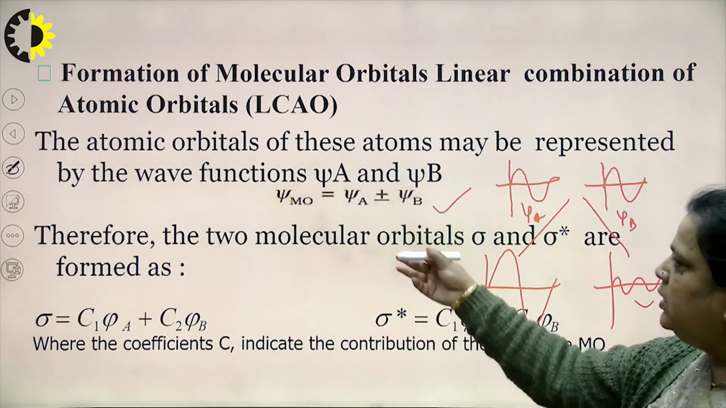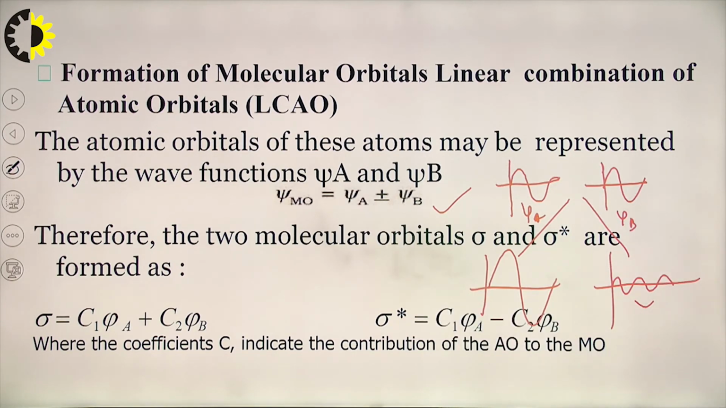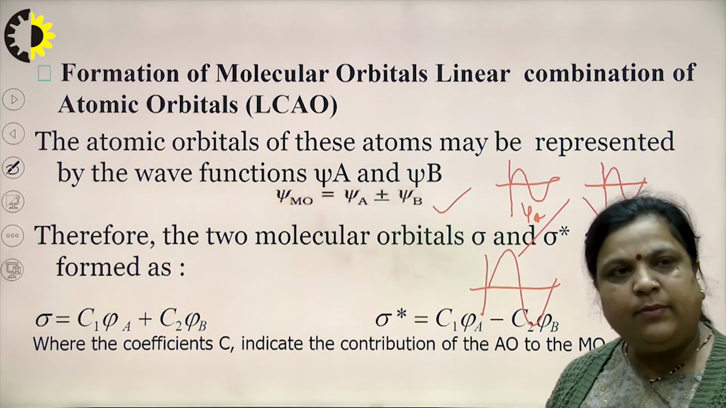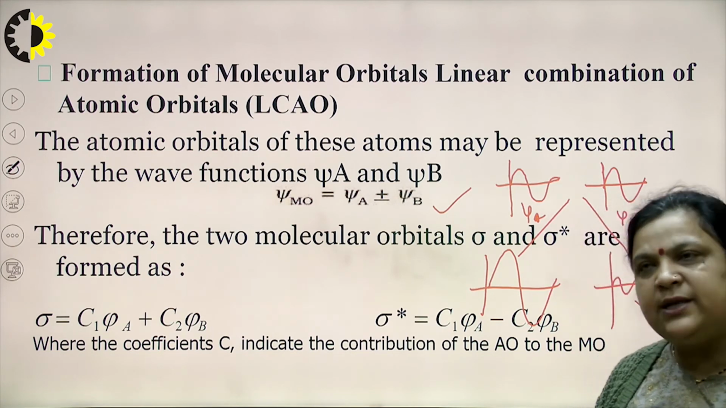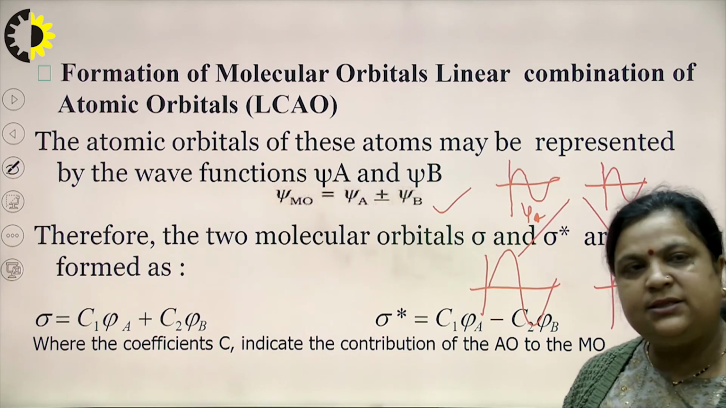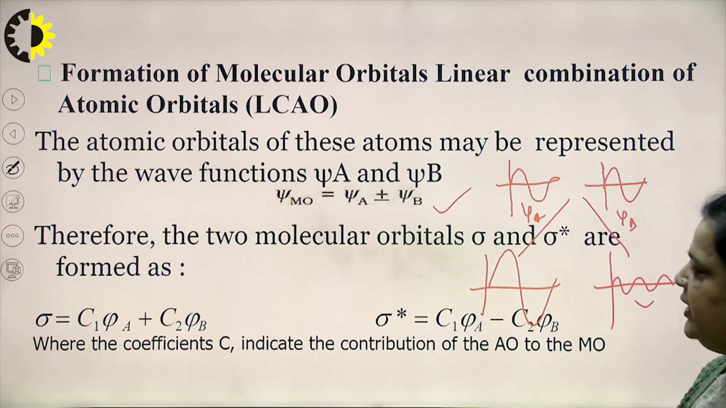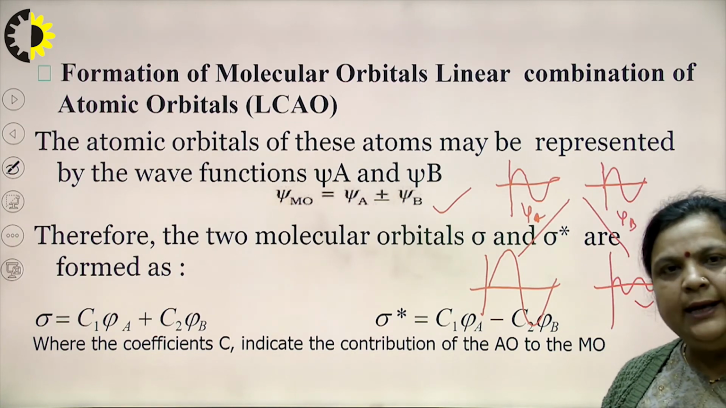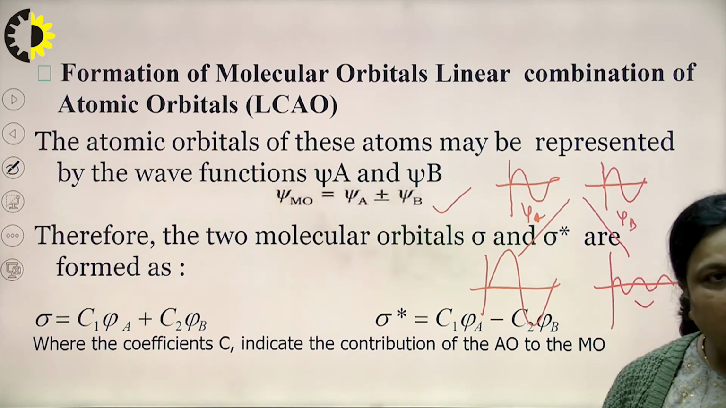When two molecular orbitals are formed, we can say sigma is equal to C1 psi A plus C2 psi B, and sigma star is equal to C1 psi A minus C2 psi B, where C1 and C2 are the coefficients, and they indicate the contribution of the atomic orbital to the molecular orbital.